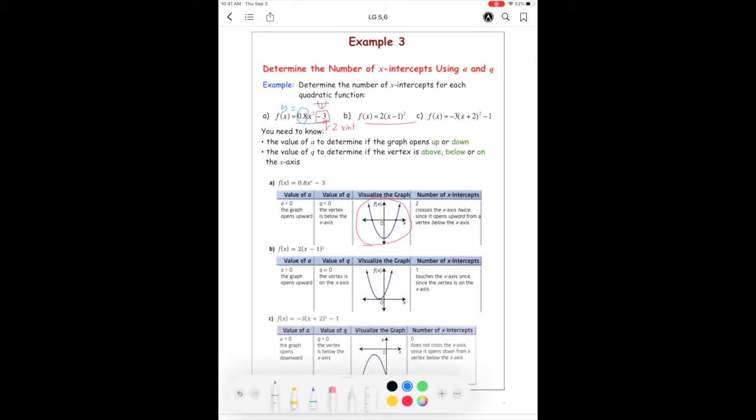B here, again, it's opening up, and how I know it's opening up is because of this a value, this 2. But if you look at the q, there's nothing there, so it's at 0. If q is 0, it has 1 x-intercept.